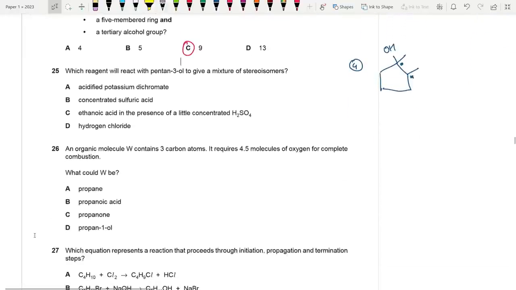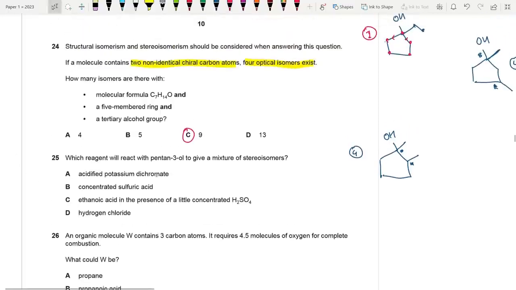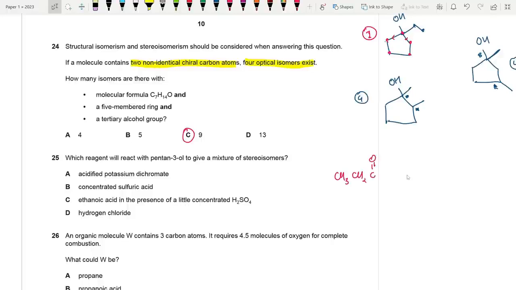Next, number 25. Which reagent will react with pentan-3-ol to give a mixture of stereoisomers? So pentan-3-ol, let's take a look. 1 second. Pentan-3-ol, CH3, CH2, CHOH, CH2, CH3.